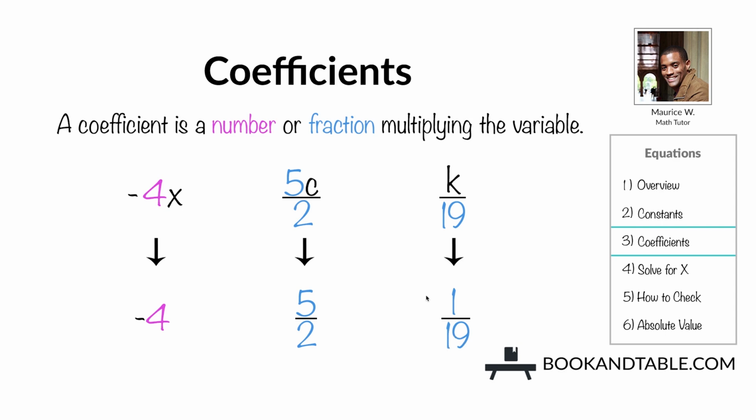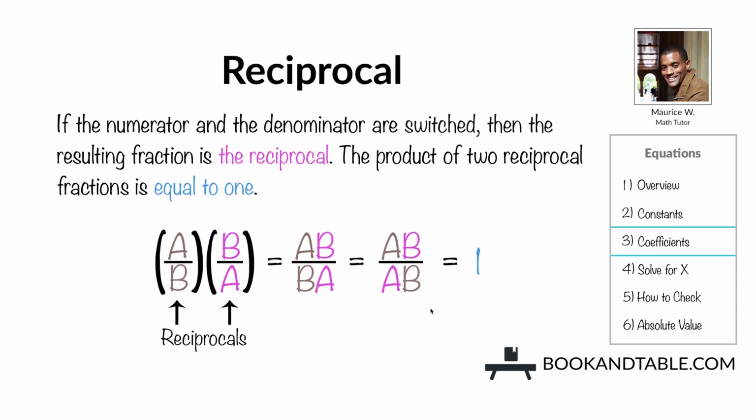Now, before we discuss how to remove coefficients, let's first discuss this idea of a reciprocal. If the numerator and the denominator are switched, then the resulting fraction is called the reciprocal. So if we have a fraction a over b, the reciprocal is the result when you switch the place of a and b. So a would come down here and b would go up here. So that is why these two fractions are reciprocals of one another.